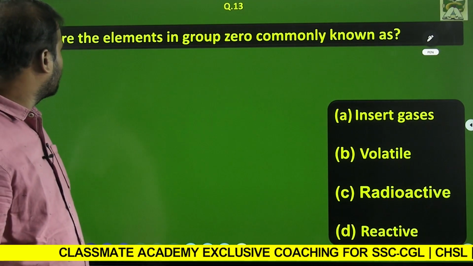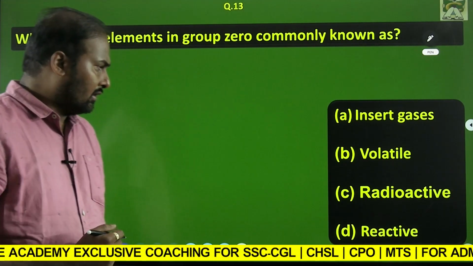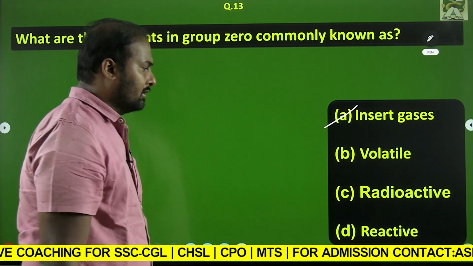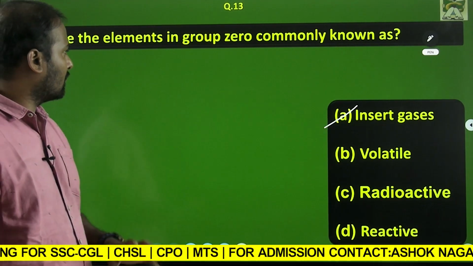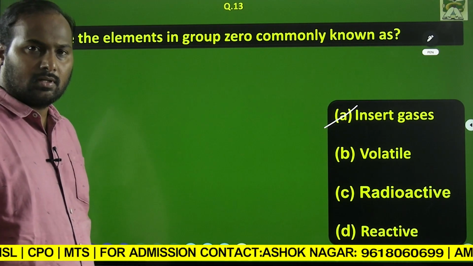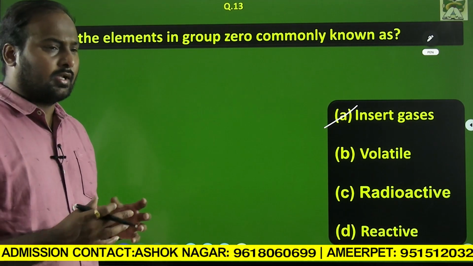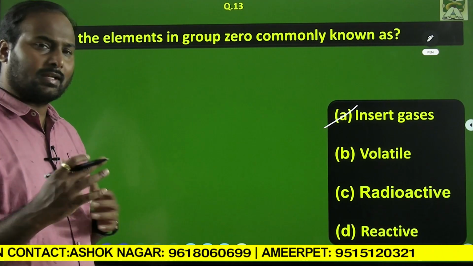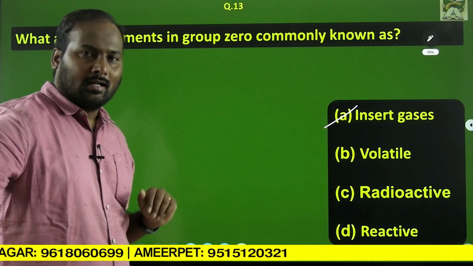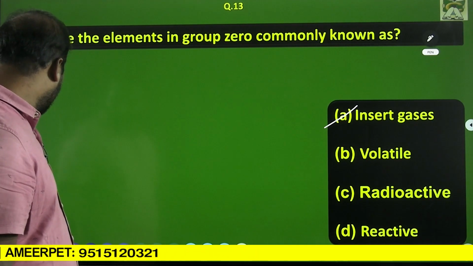What are the elements in group 0 commonly known as? This question is from chemistry. We know that there are inert gases. They are also called zero group elements because the electrons are completely filled in their shells. That is the reason they are called zero group as well. The shells are completely filled with electrons, so there are no free electrons and the reactivity is almost zero. That is why they are also called inert gases. They won't react with other gases or other elements.